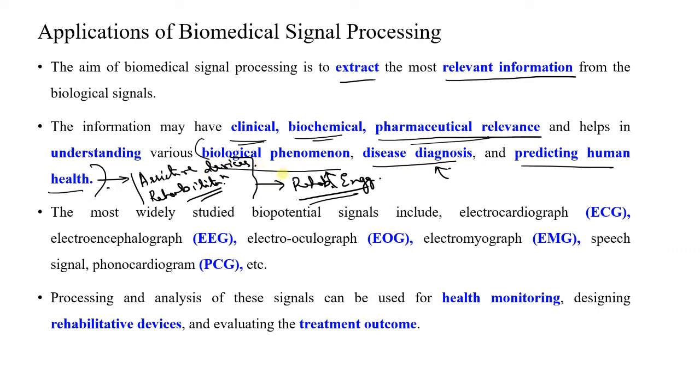And what are the common signals? The common signals are electrocardiograph, then electroencephalograph, electrooculograph, electromyograph, then we have speech signals, then phonocardiogram. What is phonocardiogram?